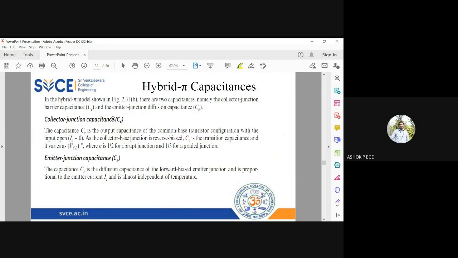So only two capacitances we have. At the collector junction you have the reverse bias capacitance CC. At the emitter junction you will have the forward bias capacitance CE. That is given in general as CC and CE. Okay, so this capacitance is in the common base transistor when the input is open. This is the reverse bias capacitance. You know, the collector base junction is reverse biased.